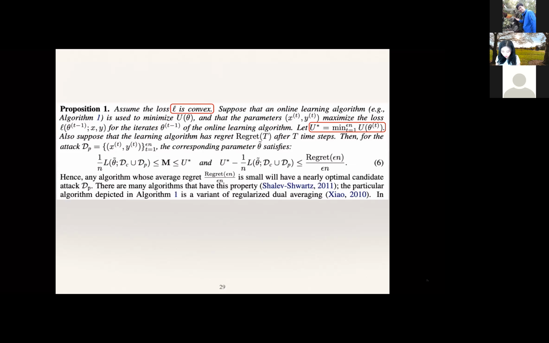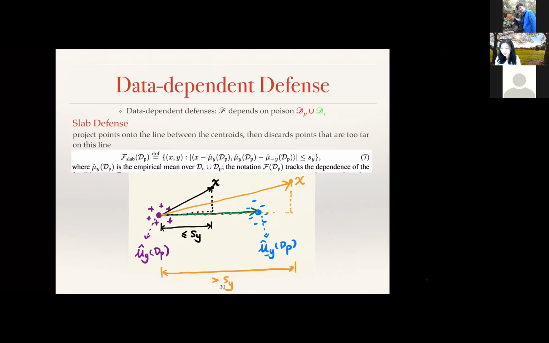So we have this proposition 1. I don't want to spend time here, but let's move on to data dependent defense. The difference, again, is that the feasible set depends on the poison data, so D_P union D_C. What's really interesting about this paper is that it doesn't necessarily give an algorithm, but it gives a framework to understand certified defense in poisoning. This is a general framework that can be used to evaluate certain kinds of defense mechanisms.